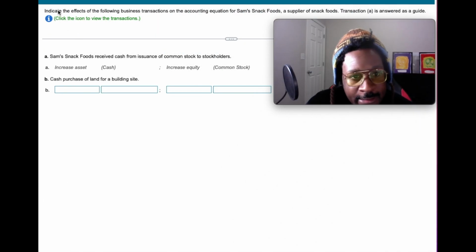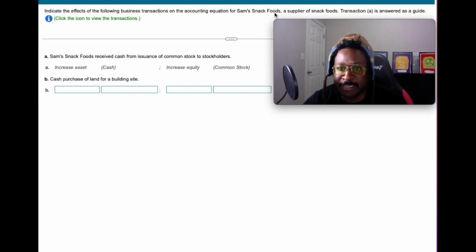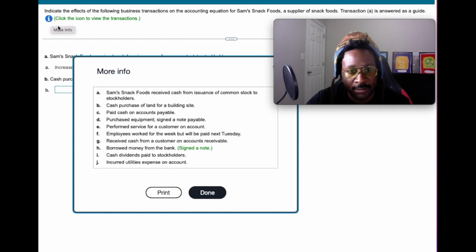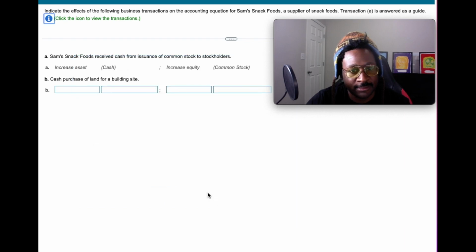All right. Indicate the effects of the following business transactions on the accounting equation from Sam's Snack Foods, a supplier of snack foods. Transaction A is answered as a guide. Let's see what we have here. Okay, so these are the different transactions. Gotcha. And so they did the first one, so let's check it out. Sam's Snack Foods received cash from issuance of common stock to stockholders.